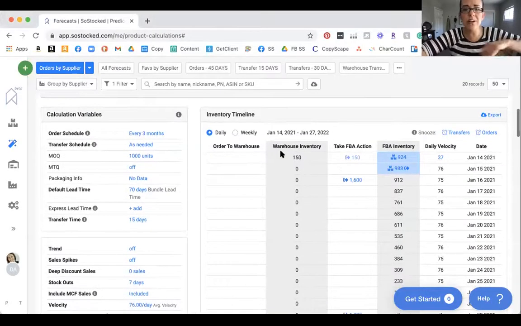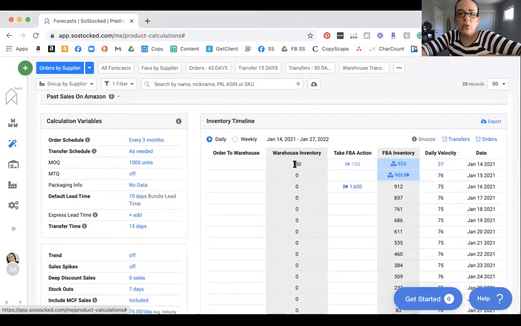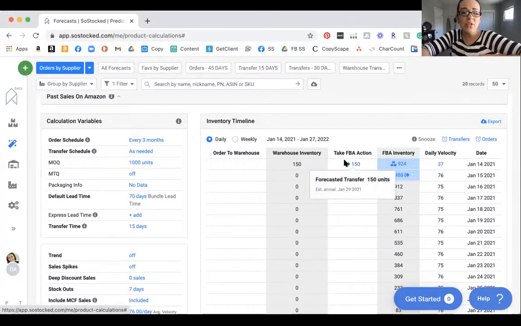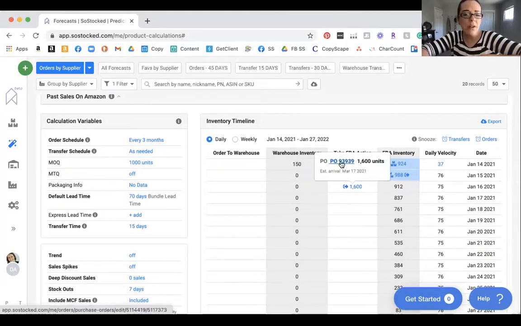So this is our inventory timeline. It will show you how much warehouse inventory you have, and it will show you when to transfer, right? Any transfers that are going to be occurring. The transfers that are lighter are a forecasted transfer, right? What we're suggesting. And this is an actual transfer, right? This is an actual PO that's going to be arriving.